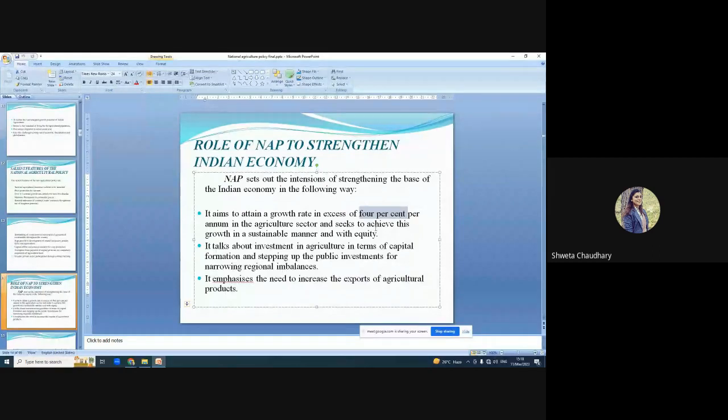This is to achieve growth in a sustainable manner with equity. That is, when the farmers or the farming community grow, they have increased production. If they have increased production, they have increased income and increased living standards, leading to sustainability and equity. And there will be more export of agricultural products by increasing the production.